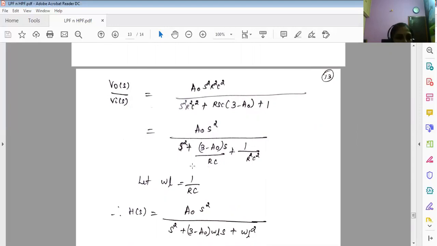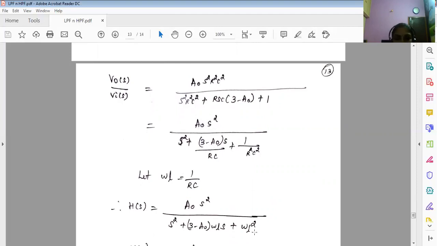Now since this is a high pass filter, the cutoff frequency is called the lower cutoff frequency, denoted by omega L. L stands for lower. So omega L is taken as 1 by RC. Wherever I have 1 by RC, I can substitute it as omega L. So in this equation, substituting 1 by RC as omega L, we'll get A naught S square by S square plus 3 minus A naught into this 1 by RC term, which becomes omega L. Similarly, here I have 1 by R square C square, which will become omega L square.